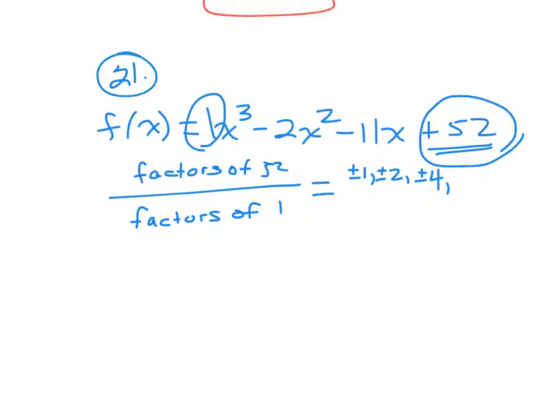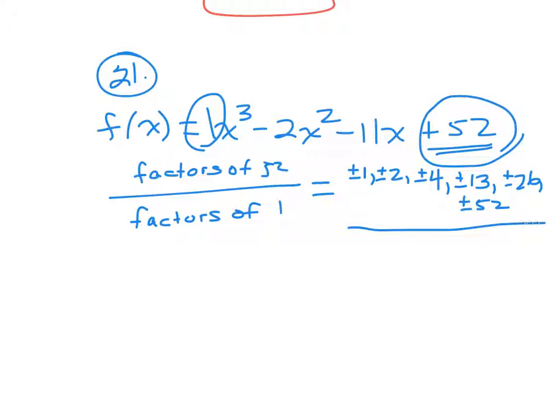5 doesn't, 6 doesn't, 7 doesn't, 8 doesn't, 9 doesn't, 10 doesn't, 11 doesn't, 12 doesn't, but 13 goes in 4 times. 26 goes in 2 times. And 52 goes in 1 time. So there are your factors of 52.